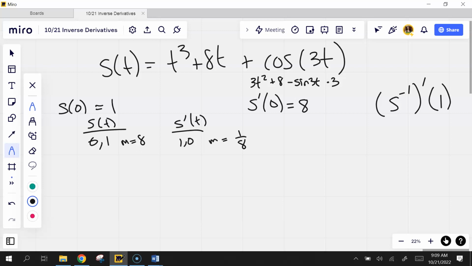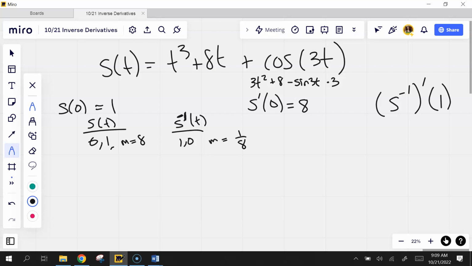Does that make more sense now? That's kind of the way she set it up when she did it. So the point on the original function is (0, 1). So that point on my inverse is (1, 0). Right? I'm not on the derivative, I'm on the inverse. Sorry.